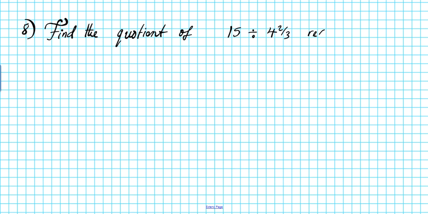What if you were asked to find the quotient of 15 divided by 4 and 2/3, and then reduce completely? Okay. Now, what do we have here? 15 divided by 4 and 2/3 is a problem where we are dividing a whole number by what? By a mixed number.